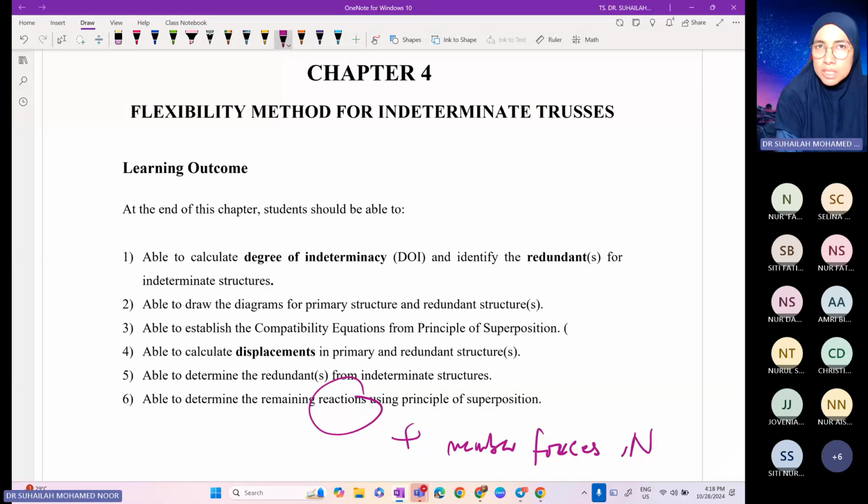Okay, using the superposition method. So for truss analysis, even though we can calculate the reaction using the equilibrium equation, we can actually also use the principle of superposition. And for member forces N in the actual system, we better use the principle of superposition. It is easier than repeating the method of joints to determine the member forces in the actual truss.